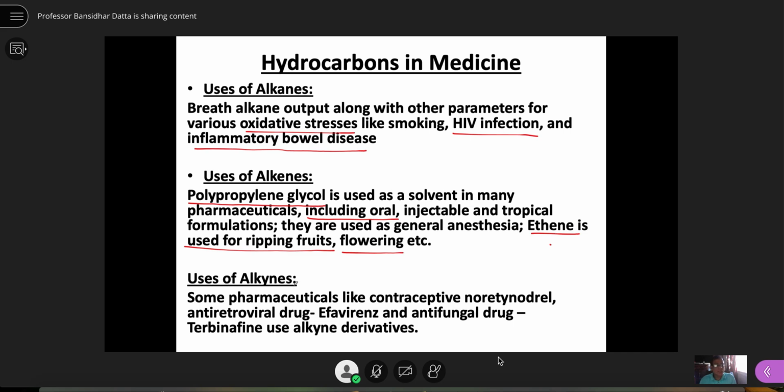Uses of alkynes: some pharmaceuticals like contraceptive drugs, norethindrone; antiviral drugs, efavirenz; antifungal drugs, terbinafine. You do not have to remember those names, but those are alkyne derivatives. These are natural compounds that are routinely used as a class. All right, anybody have any questions?